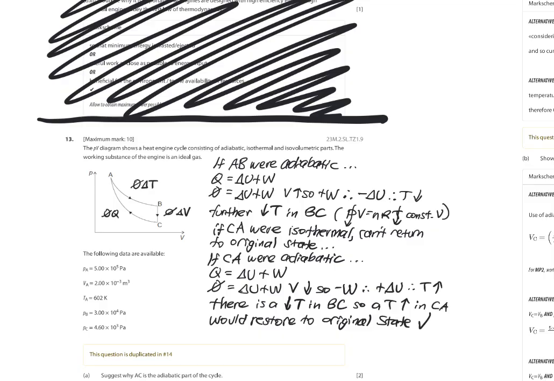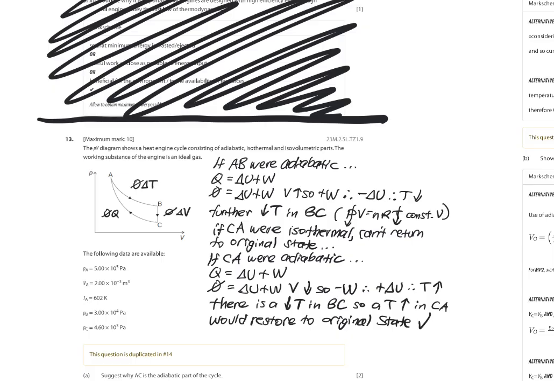Then if AB is the adiabat, CA would be the isotherm. And then you have a cold temperature returning to original state values at A. That's not happening. I need to get back up to what A was. So that's not going to work. But if CA is the adiabatic, then same logic. We have no heat in CA, so delta U plus W equals 0. There's a decrease in volume from C to A, so that's negative work from the perspective of the gas. And therefore, it's a positive change in internal energy, which means the temperature is increasing.